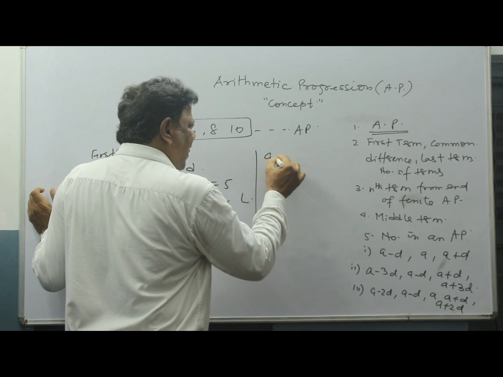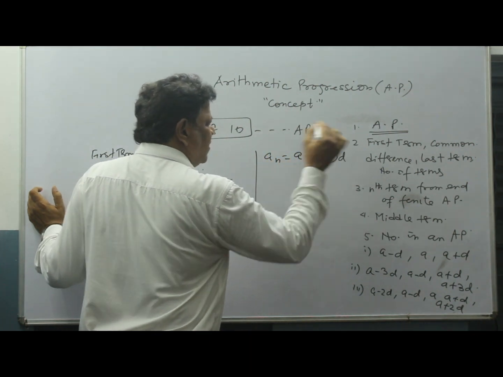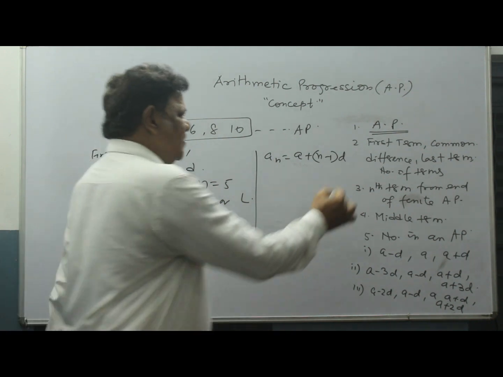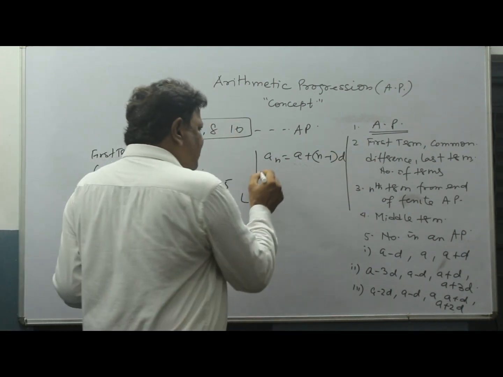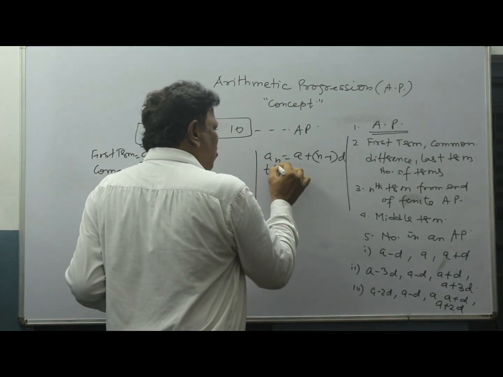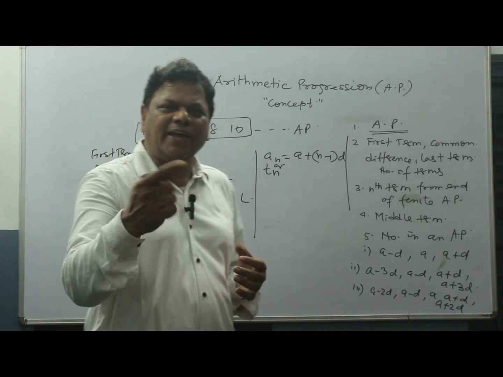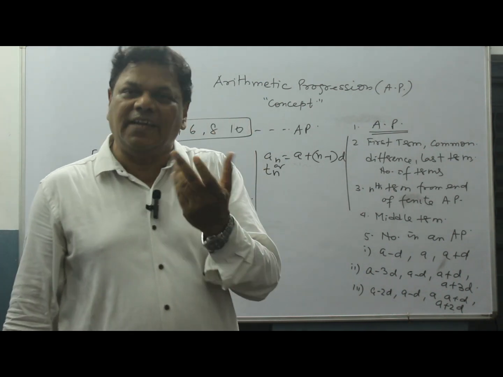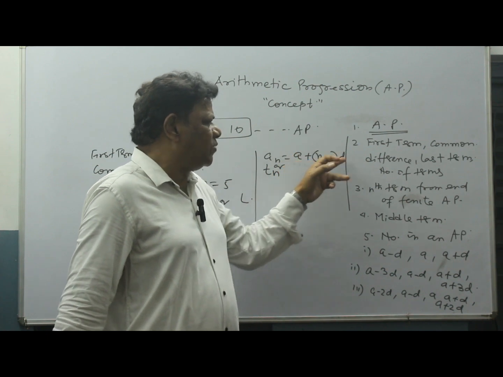Okay, nth term. What is the formula? Formula I am writing here. An, what is the formula? A plus n minus 1 d. Formula clear, children? First formula. It is also said sometimes Tn or An, both are same. In some books you find An written, in some books Tn written, both are same.